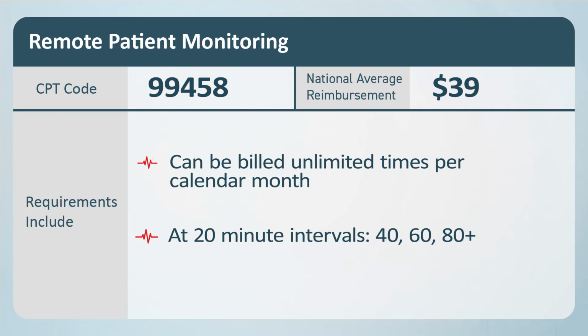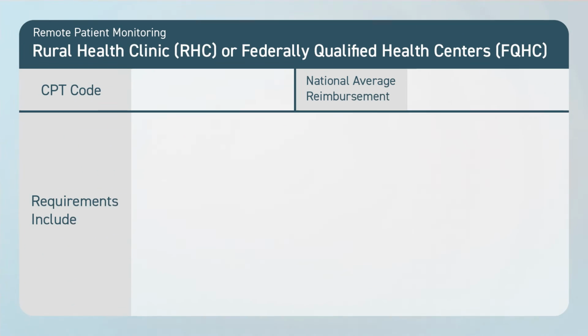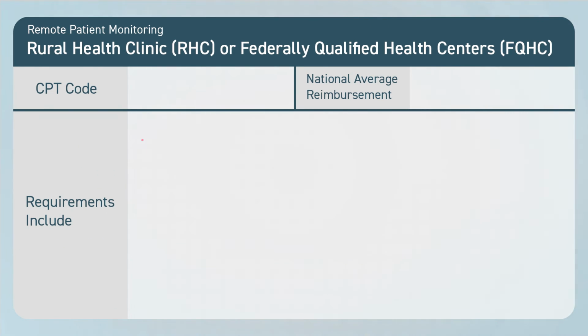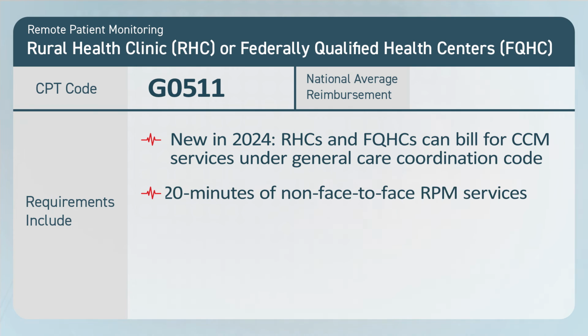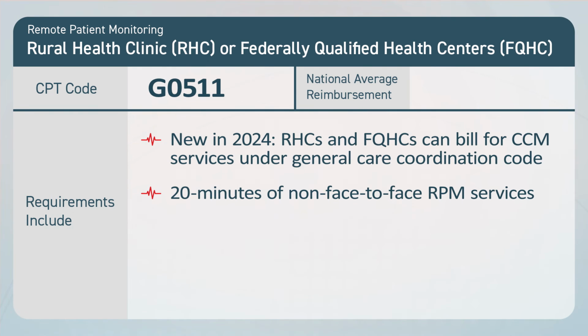Finally, let's talk about remote patient monitoring for rural health clinics and federally qualified health centers. The 2024 final rule allows RHCs and FQHCs to bill for remote patient monitoring for the first time under the code in General Care Coordination, G0511. RHCs and FQHCs can bill for only 20 minutes of non-face-to-face RPM services per month. The reimbursement average for G0511 is about $72.